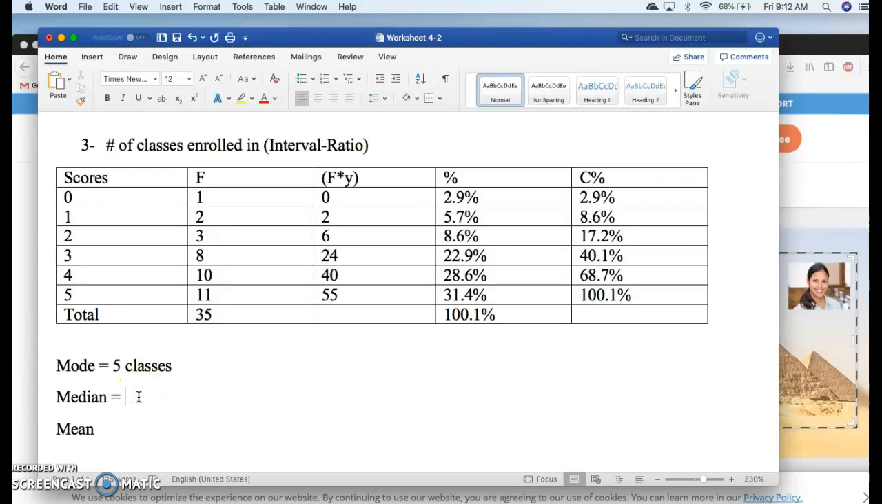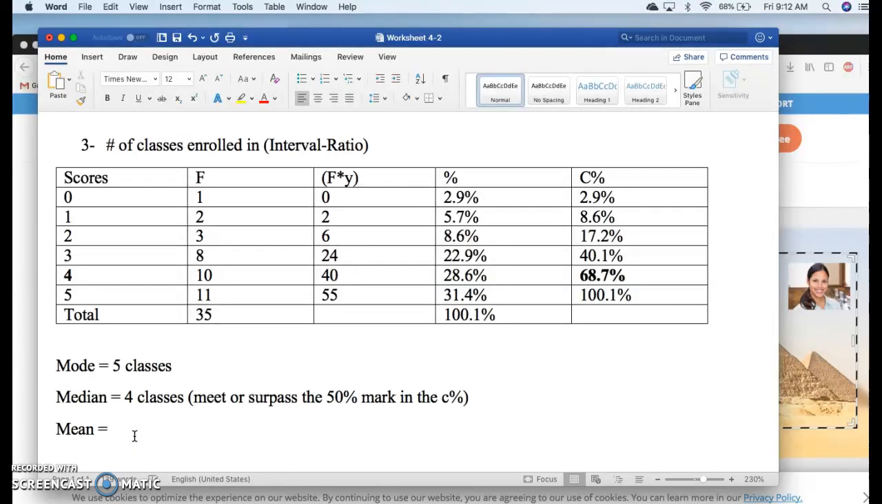For the median, what we're going to do is look at cumulative percentage and spot where we meet or surpass the 50% mark. Okay, so in this case, we meet or surpass 50 in this spot here. So our median is going to be 4 classes.